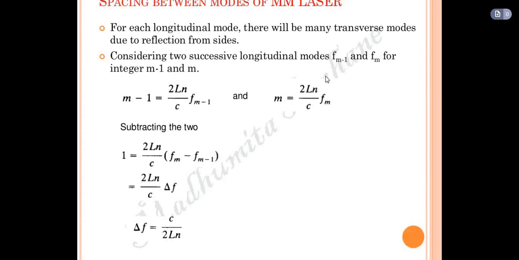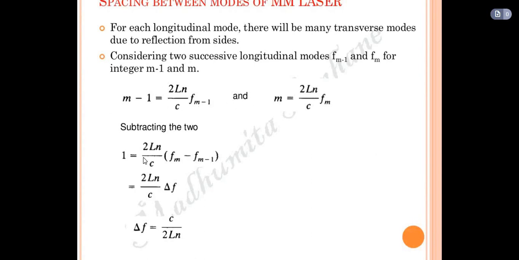For example, the previous value is f_(m-1) and the present value is f_m, for the integers m minus 1 and m. How do you get f_(m-1)? By using the previous relation we designed for only a single mode. Here we are using it for multi-modes. So this is f_(m-1) equals (m-1) c by 2 L n, and this is f_m equals m c by 2 L n. What is common in these two? 2 L n, sorry, 2 L n by c. This is common, right? 2L is nothing but the length of that particular wave pattern.